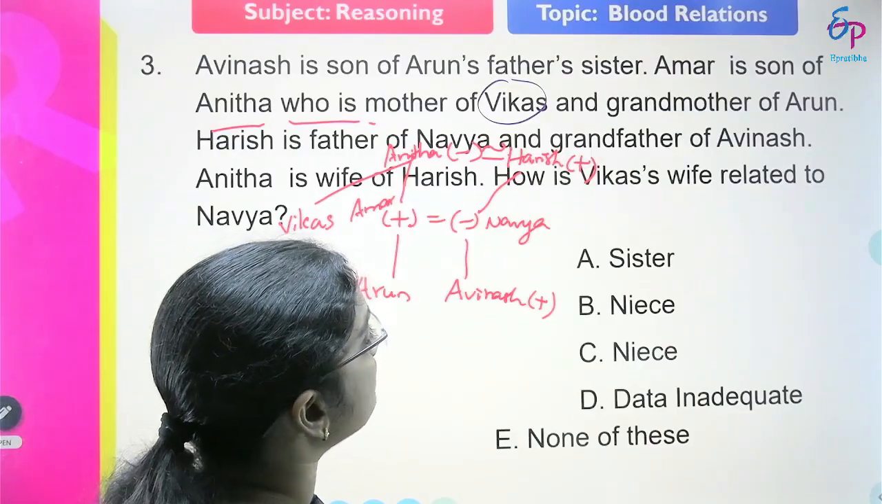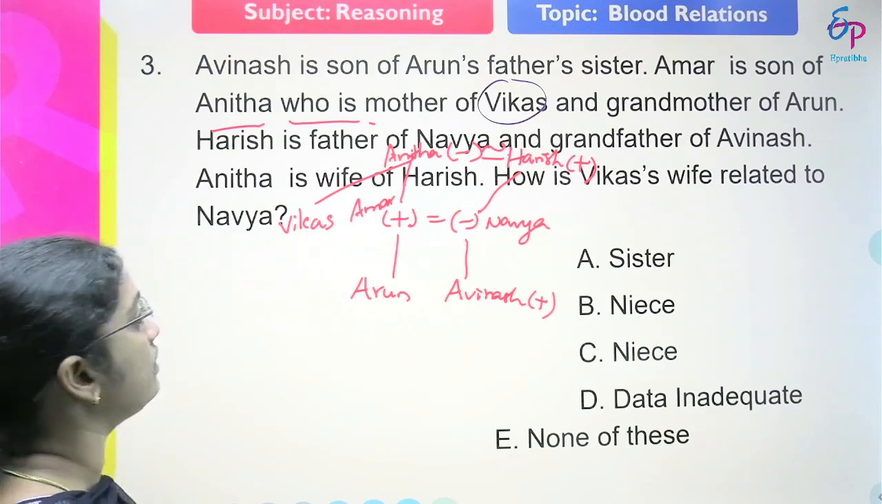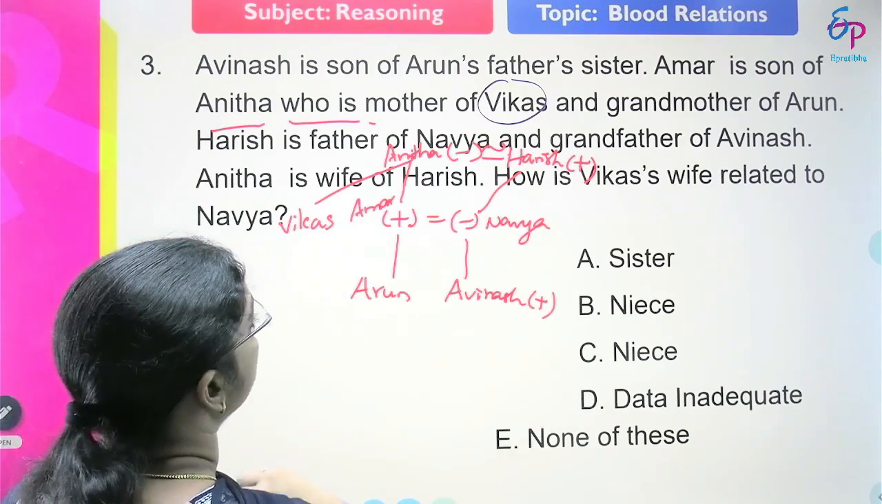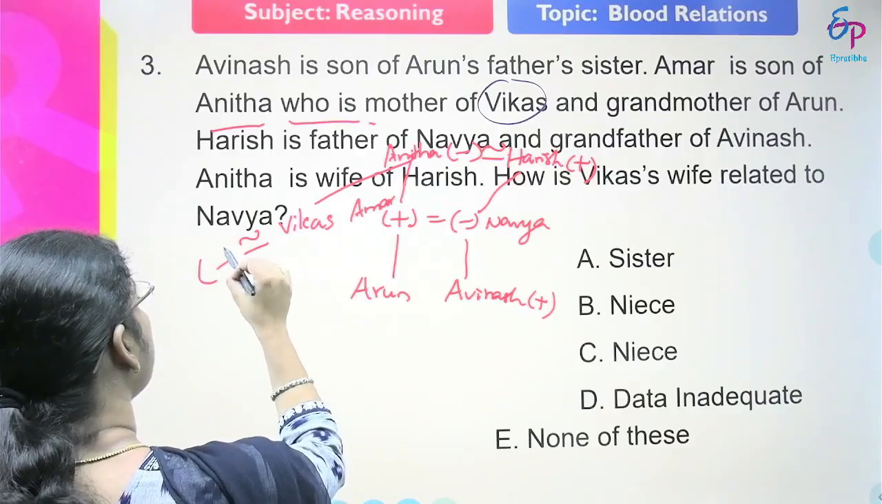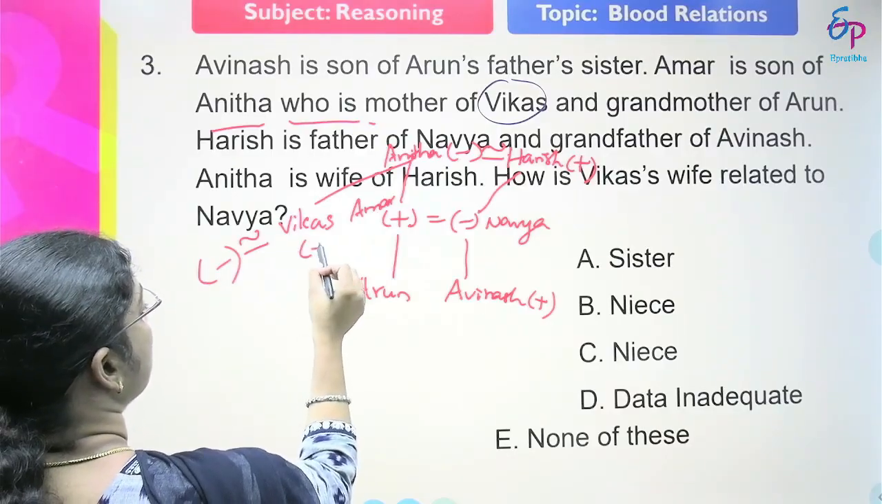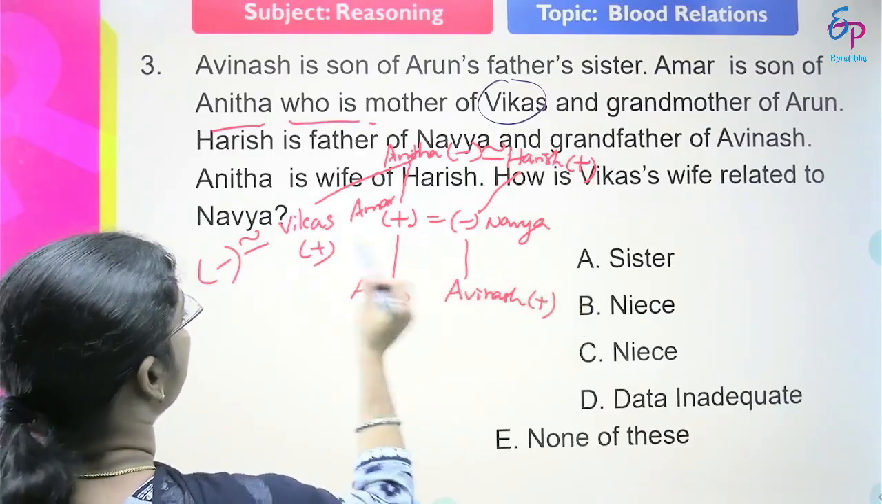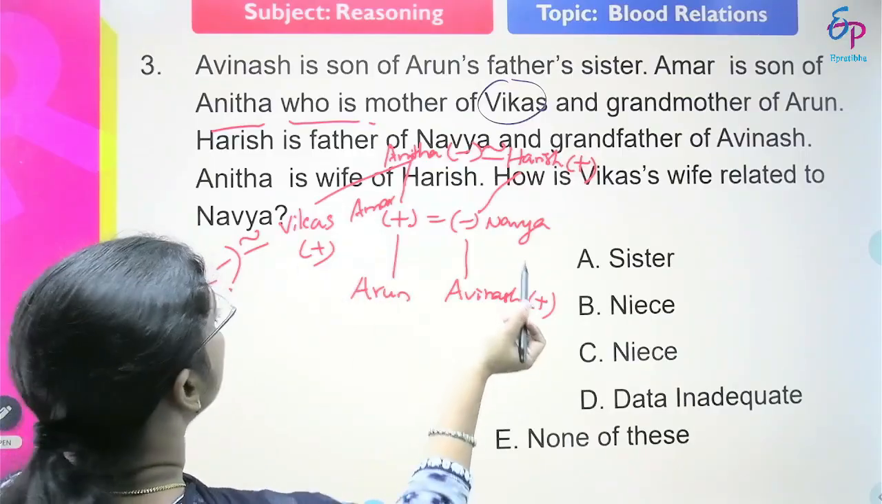Then our question, how is Vika's wife related to Navya? In case Vikas is a married person, Vika's wife means definitely Vikas is a male person, right? So how is Vika's wife related to Navya?